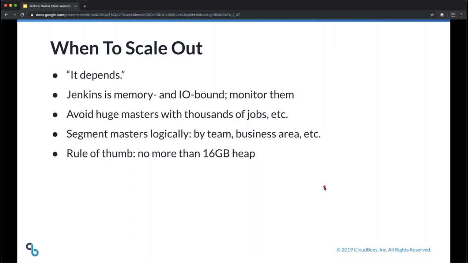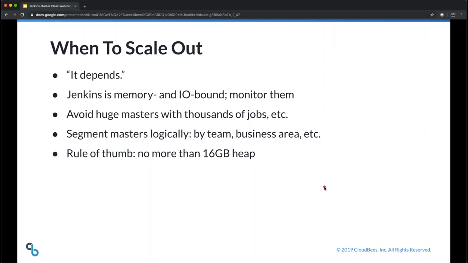But we do have a good rule of thumb. And the rule of thumb is don't give your master more than 16 gigabytes of heap. There's kind of two points to be said on that. Can you give it more than 16 gigabytes of heap? Absolutely. You're the JVM administrator. You can do whatever you want. But do you want to?